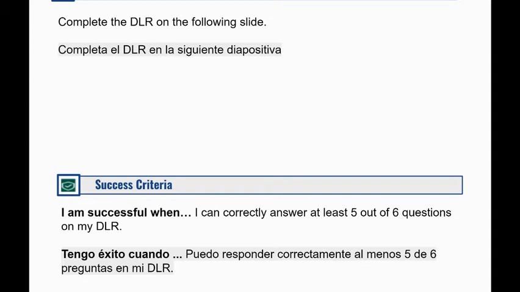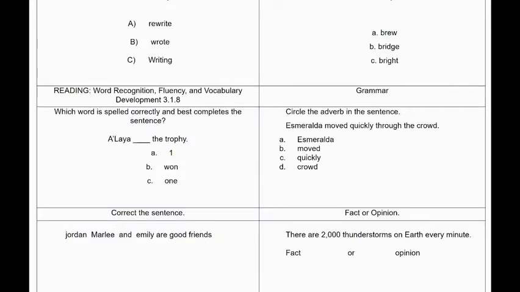For task number 3, students will complete the DLR on the following pages. Students will be successful when they can correctly answer at least 5 out of 6 questions on their daily language review. Here we can see our DLR for the day. In box number 1, we need to find which word has a prefix. Remember that a prefix comes at the beginning of a root word.